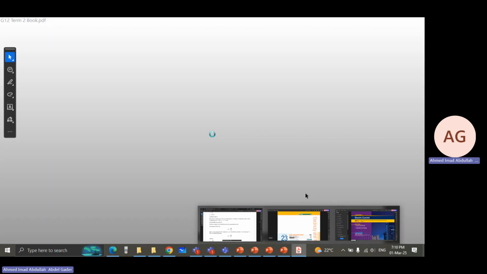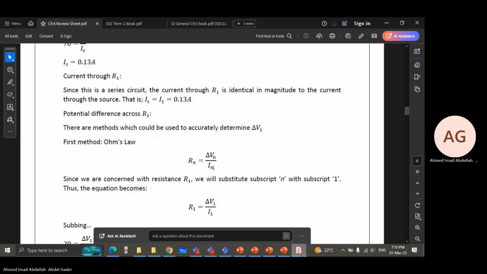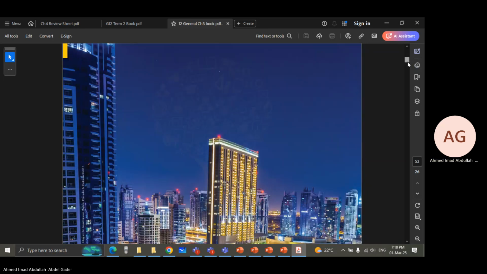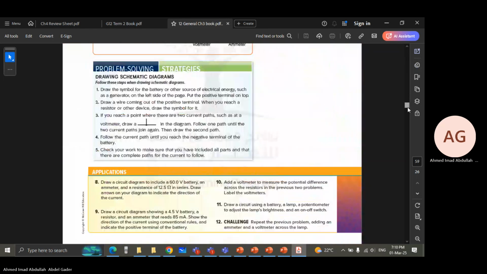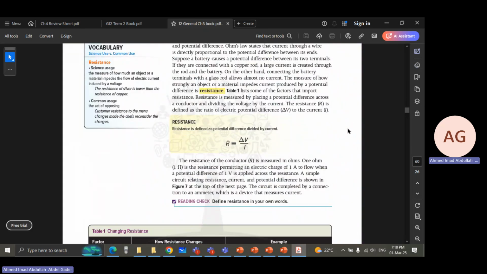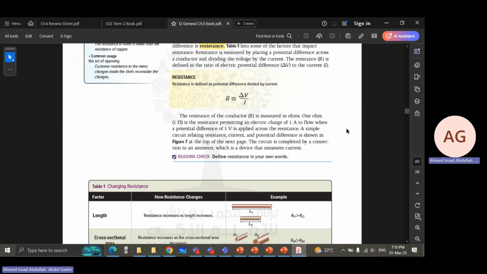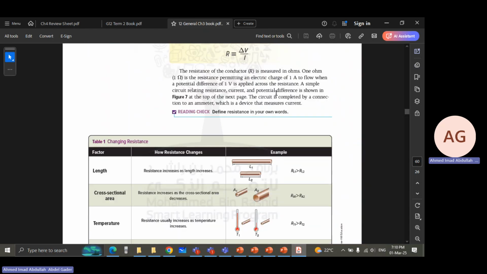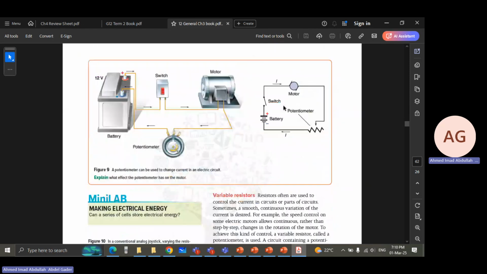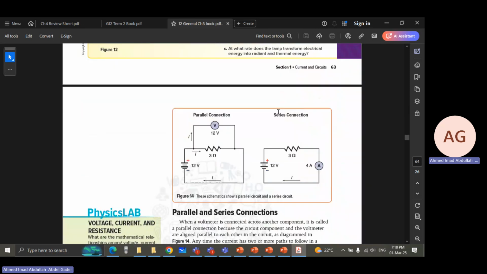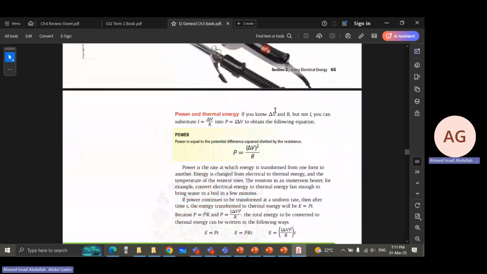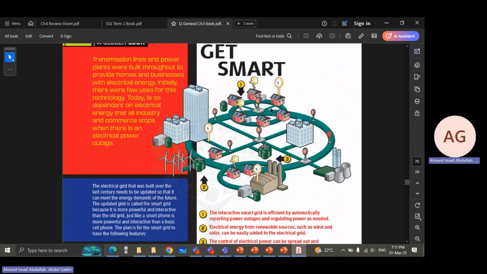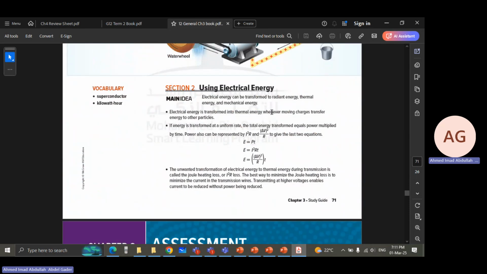This relationship, R equals delta V over I, is a linear relationship. When you look at the relationship between delta V and I, if we rearrange, then we get delta V equals IR. So the potential difference is directly proportional to the current. In other words, if we increase the potential difference across a resistor, then the current should increase linearly.